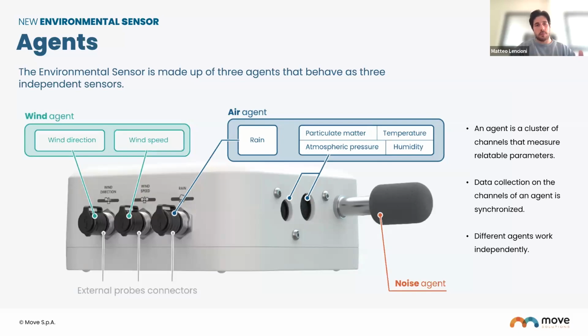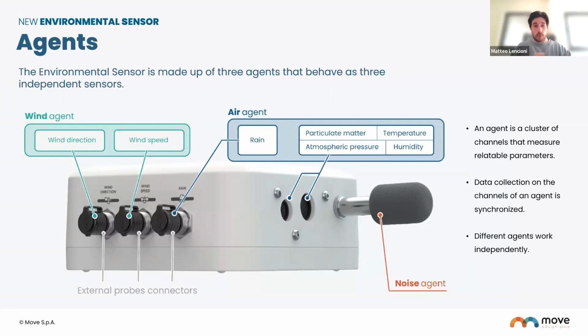From a high level perspective, let me say first that the sensor has been designed in 3 different agents. We identified 3 different agents. An agent is basically a cluster of channels that performs certain types of analysis and can detect certain parameters. Different agents work in completely different ways and can be completely independent with respect to one another.